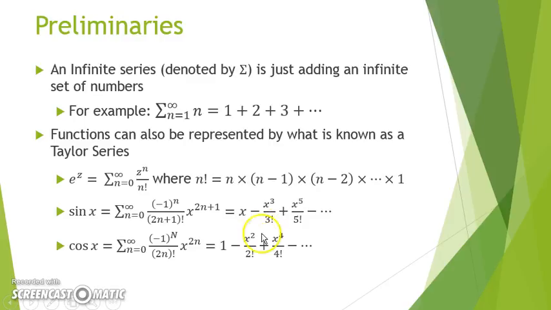You can also represent cosine of x. So the cosine of x is the sum from n equals 0 to infinity of negative 1 to the n over 2n factorial, all times x to the 2n. And again, some of the terms of that series are 1 minus x squared over 2 factorial, plus x to the fourth over 4 factorial, and so on and so forth.